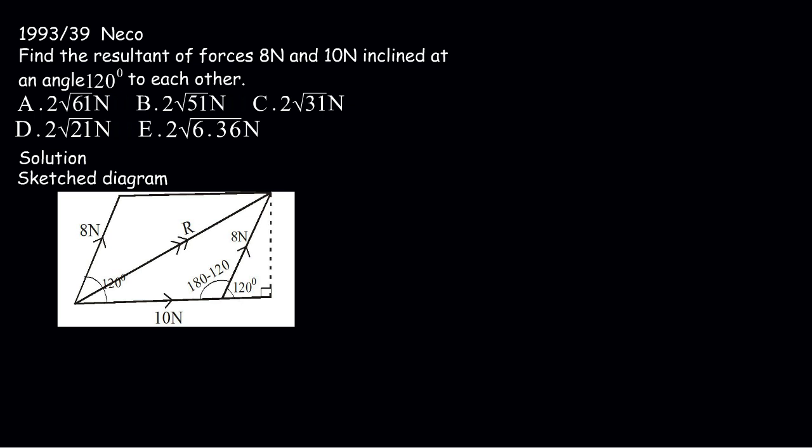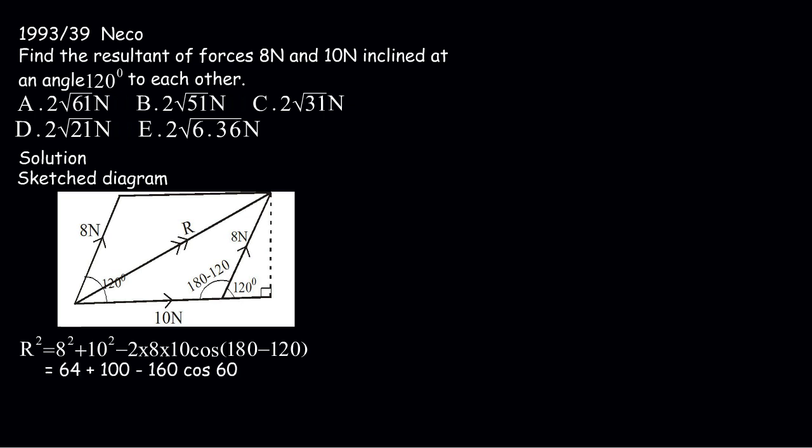Now doing so, R squared will be equal to 8 squared plus 10 squared minus 2 times 8 times 10 cos in bracket 180 minus 120, which is simplified to be equal to 64 plus 100 minus 160 cos 60, which should be equal to 164 minus 80, since 160 cos 60 is actually 80.